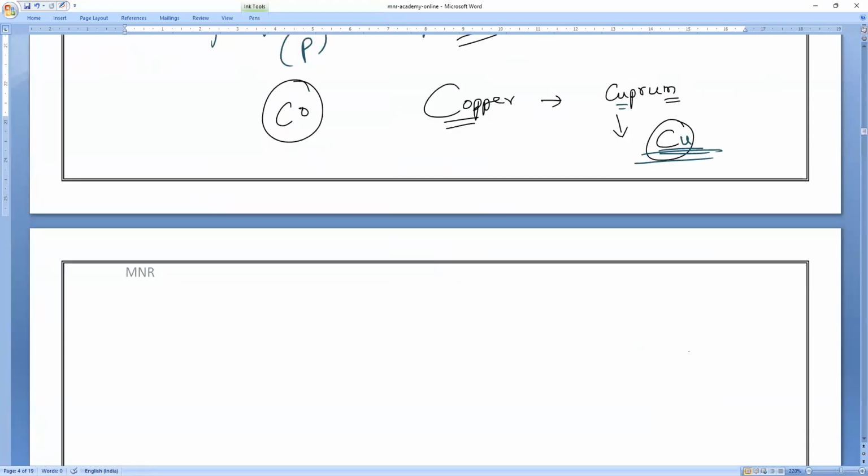One more interesting thing I'll say: the second letter is also sometimes already taken. For example, argon. Can you tell me the argon symbol? Ar. Understand? If I take silver, can you tell me the symbol of silver? Ag. Very good.